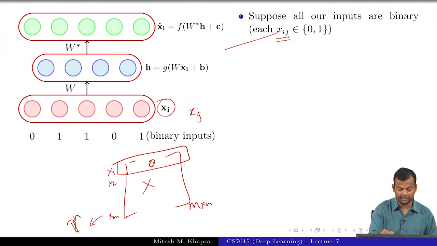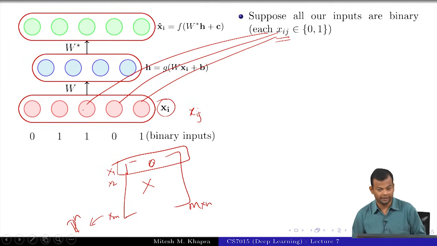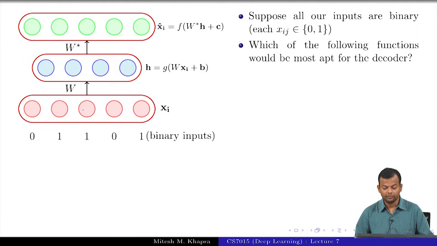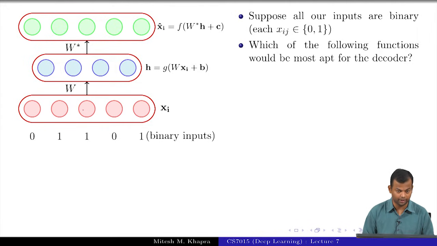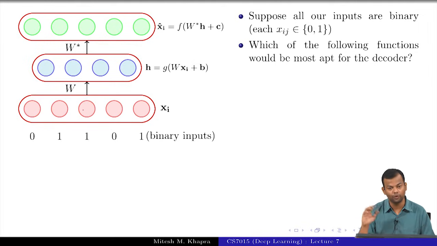So what I am saying is that each of these xij's actually is a binary variable, okay? Now which of the following functions would be most appropriate for the decoder? Remember your input was binary, that means your output also has to be binary. You don't want to produce numbers arbitrarily large, or any real number, you want to produce numbers which lie between 0 to 1. So in such a case, what would be an appropriate loss function?